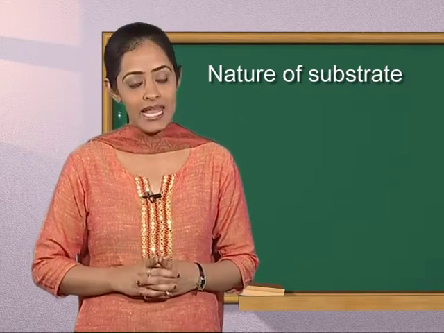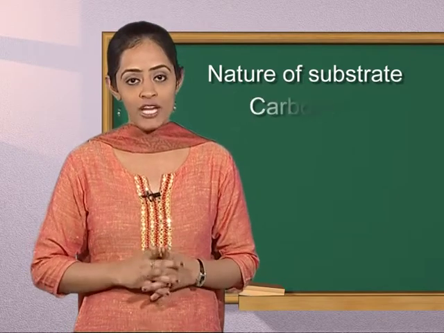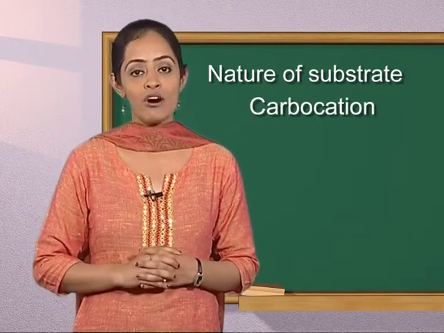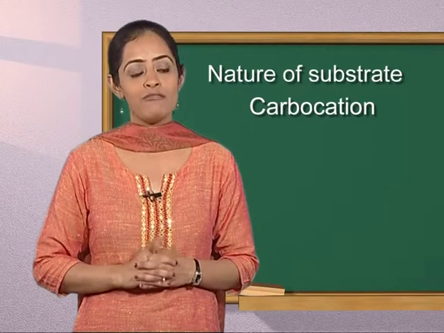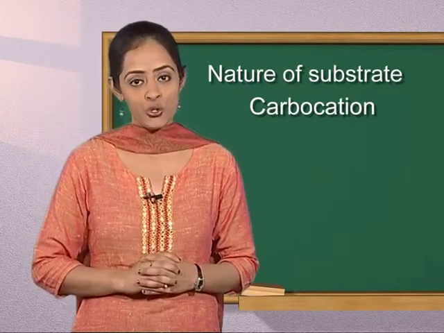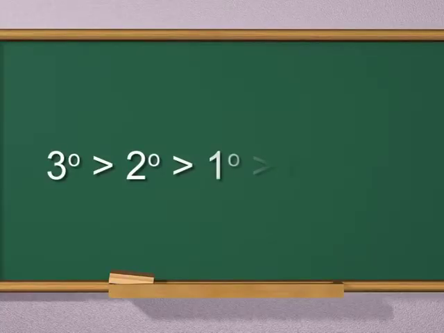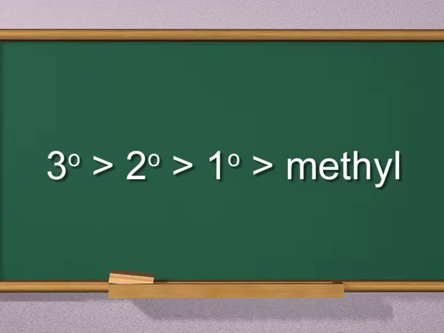Those alkyl halides which lead to the formation of stable carbocation by heterolysis of carbon-halogen bond will follow SN1 path in their substitution reactions. Stability of carbocation follows the order: 3 degree is more stable than 2 degree, which is more stable than 1 degree, which is more stable than methyl group, as shown on the screen.